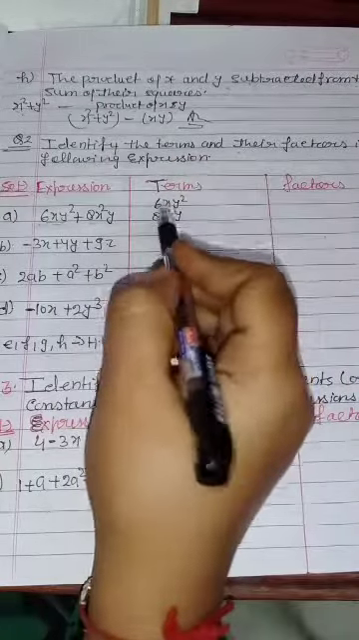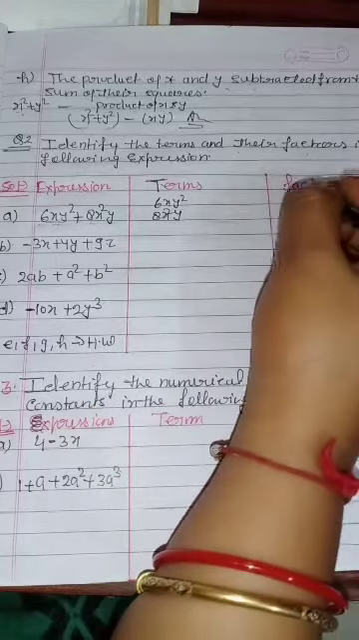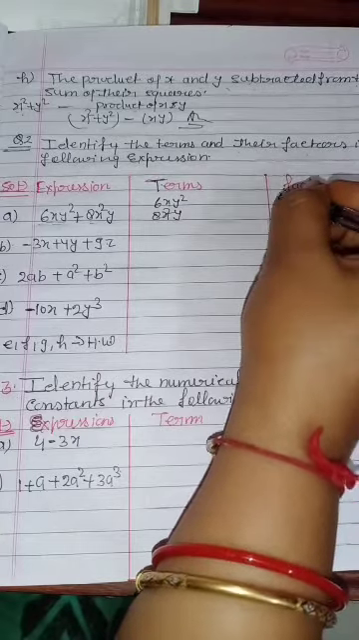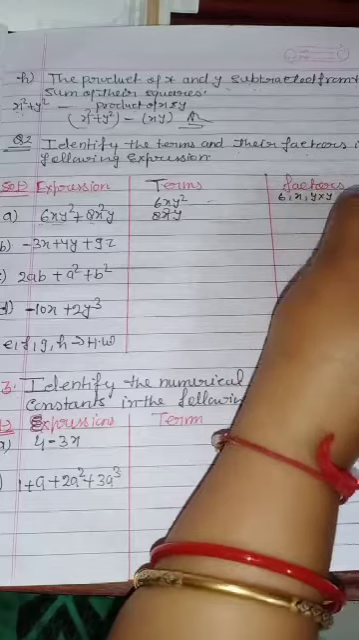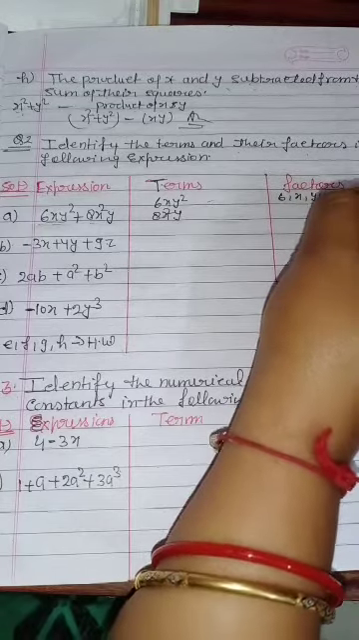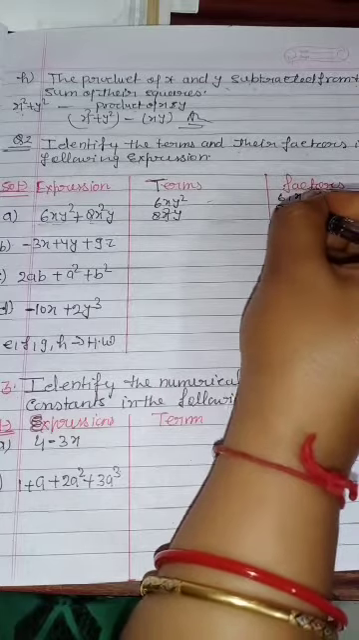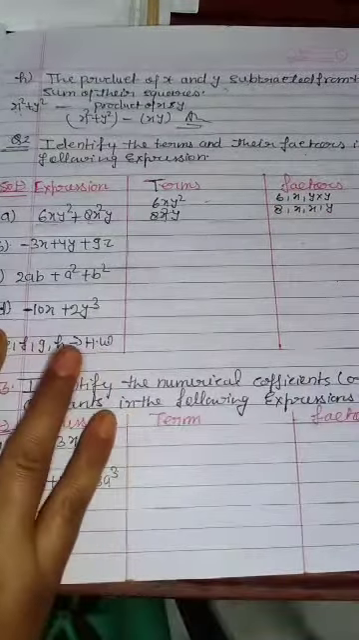Both of them have a plus sign, that's why I am not writing it. Factors are the things from which the term is made. First term: 6 comma x, and y square means how many times can we write y? Y into y. Okay, y comma y. Second term 8 x square y: 8, x comma x, y. So in this way you have to write.